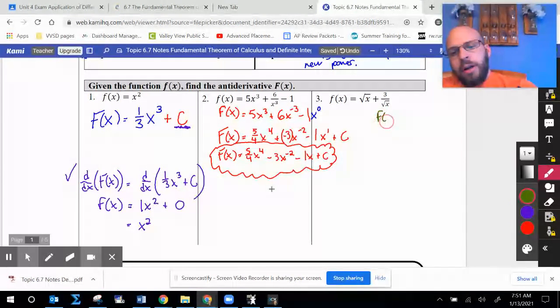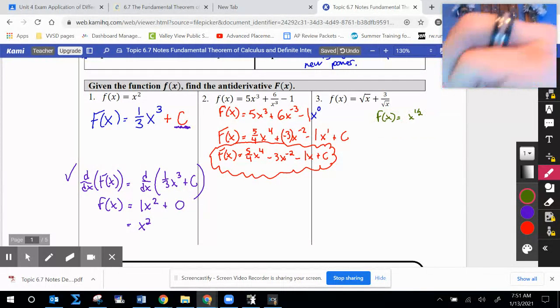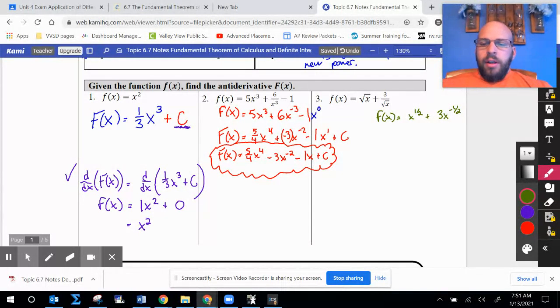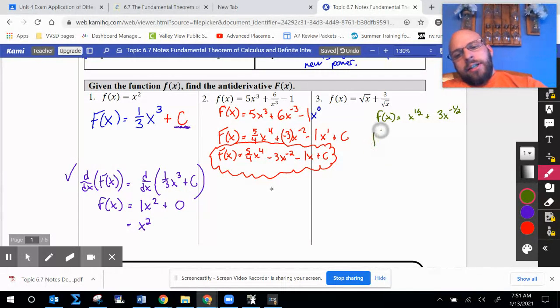Again, I like to start by writing these all as powers. So the square root of x is x to the 1/2 plus 3x to the -1/2 because it's in the denominator. So for my antiderivative, I'm going to raise up my power a full degree, which makes it 3/2, and then I would get the reciprocal in front.